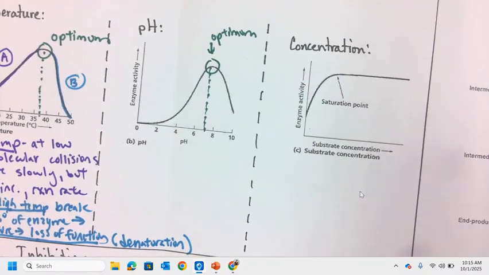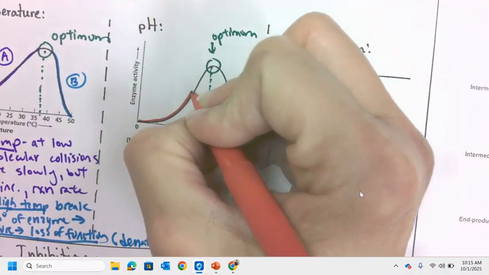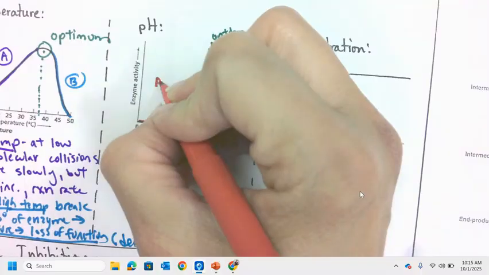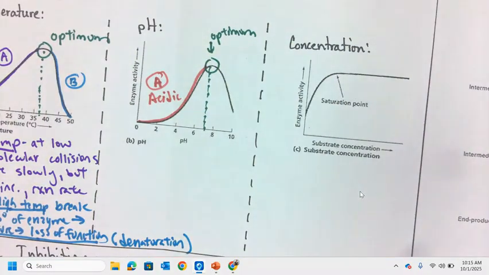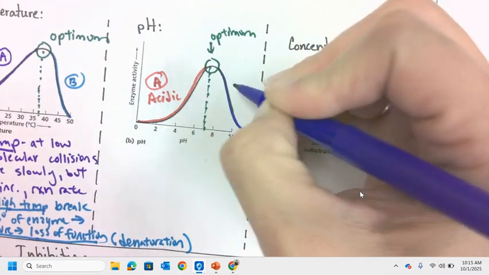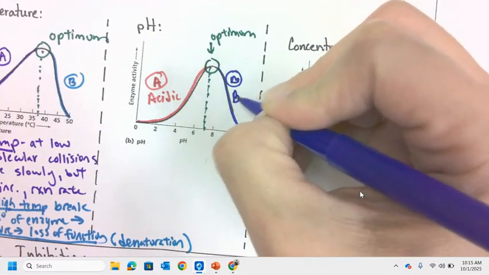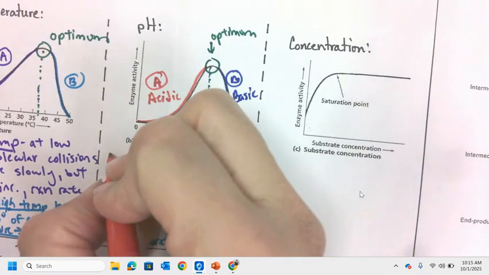So basically, we'll label this. Here, A is acidic, and I'm going to actually draw the rest of this bell curve here. B is basic or alkaline.